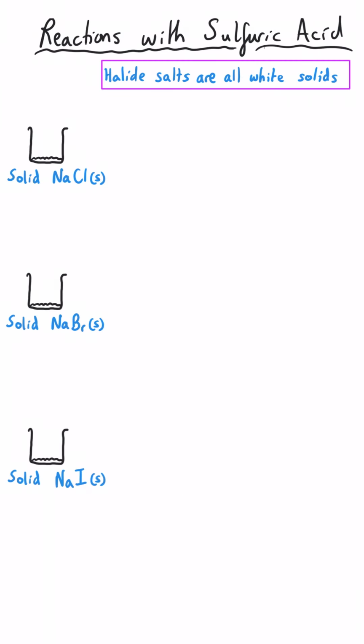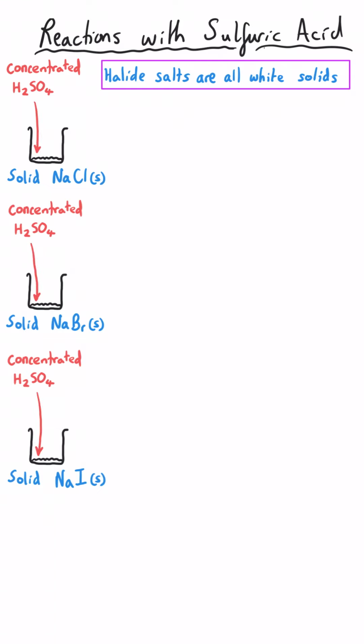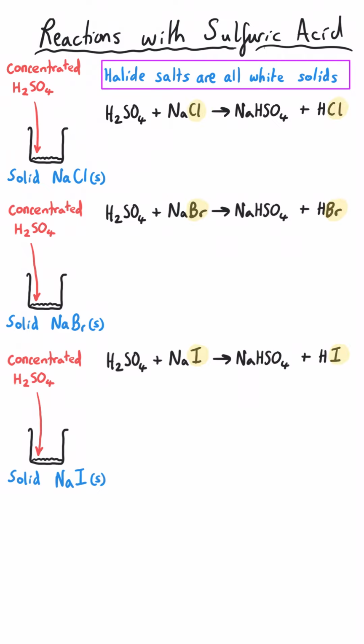We can prove the pattern in reducing ability of the halide ions by reacting those ions with concentrated sulfuric acid. What we do is we take a solid sample of our halide ion, so for instance sodium chloride, sodium bromide, sodium iodide, and we add sulfuric acid to it. Now what will happen in each case is there will be a chemical reaction occurring where the sulfuric acid reacts with the halide ion and we produce sodium hydrogen sulfate and a hydrogen halide as a byproduct. So something like hydrogen chloride, hydrogen bromide, or hydrogen iodide.